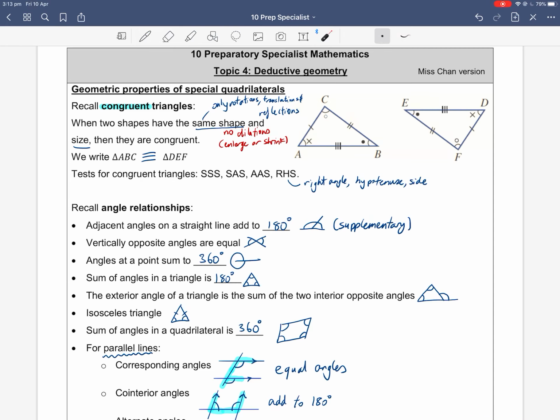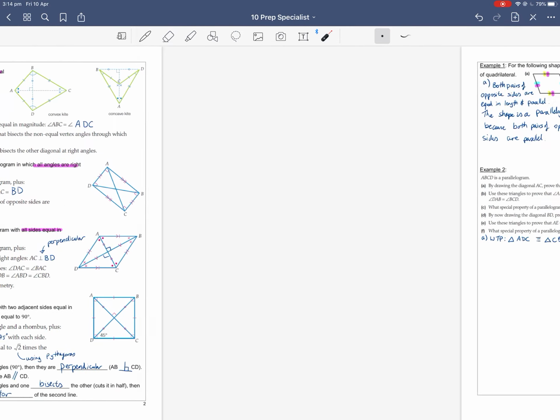So there are 4 ways which we can test for congruence in triangles. Either we show that 3 sides the same, or 2 sides and 1 angle is the same, or 2 angles and 1 side the same, or a right angle, hypotenuse, and side is in common. We can't use RHS in this case because we don't have any right angles. In particular, I'm going to use AAS, angle, angle, side, to prove congruence in the 2 triangles here.